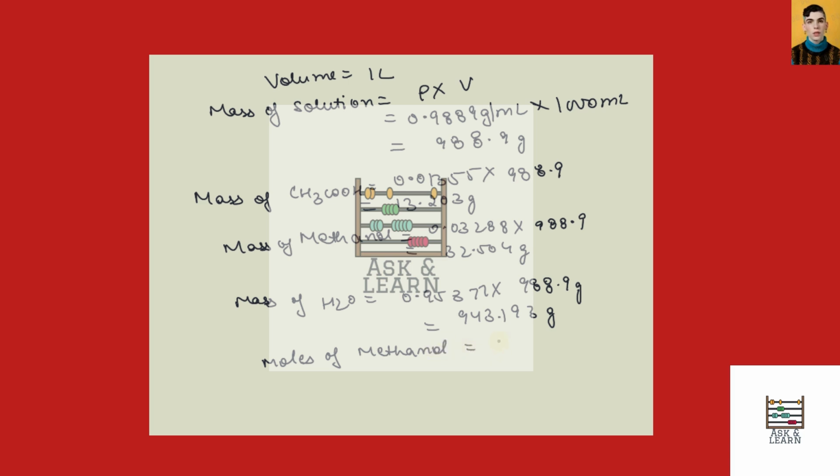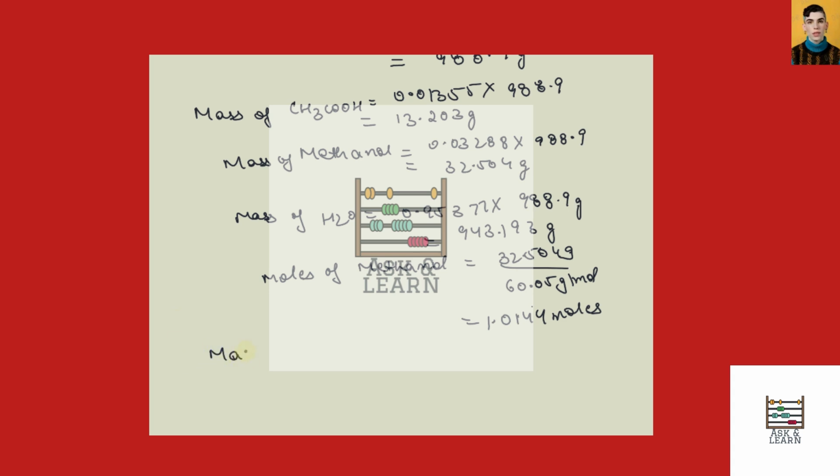So moles of the methanol is equal to its mass, that is 32.540 gram, divided by its molar mass, 60.05 gram per mole. So here its moles are 1.0144 moles. Then the mass of the solvent, that is the mass of water, is equal to 943.193 gram, and this is converted into kilogram. So this is divided by 1000.